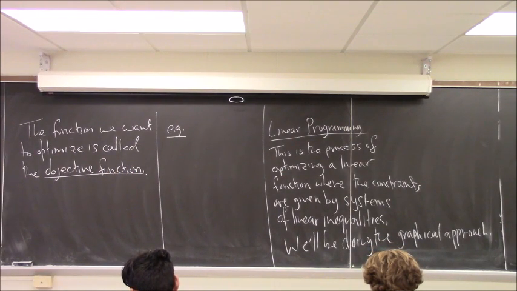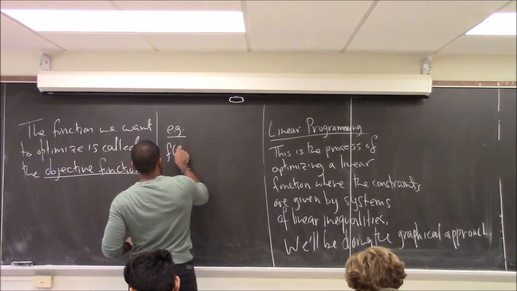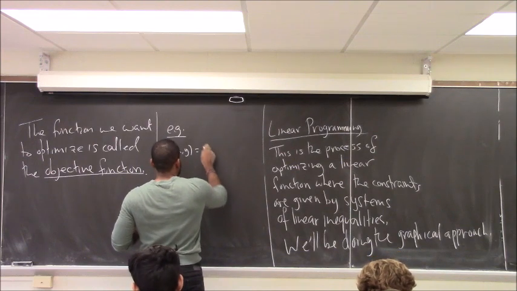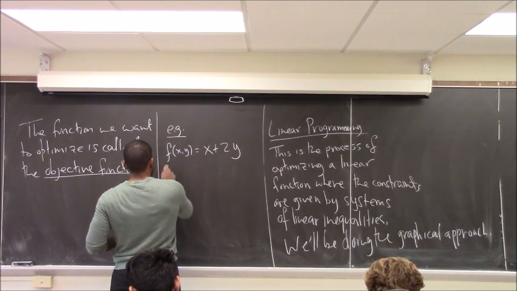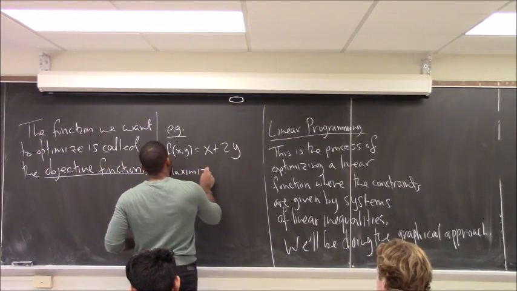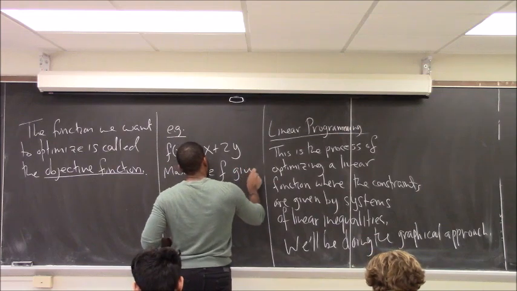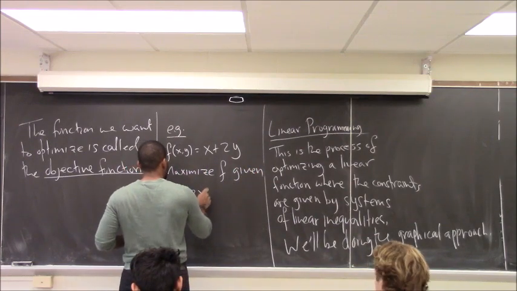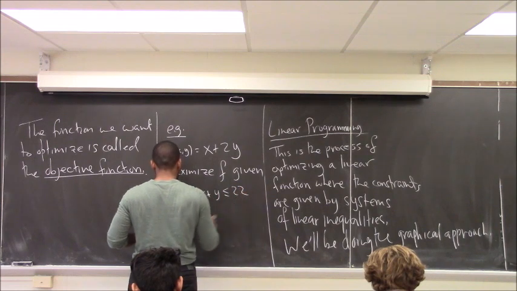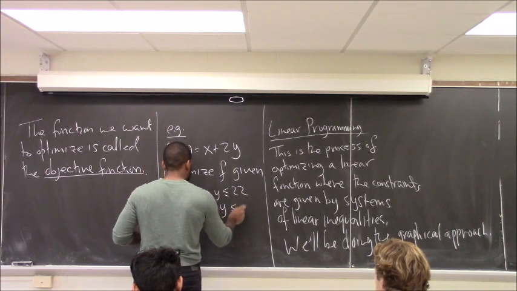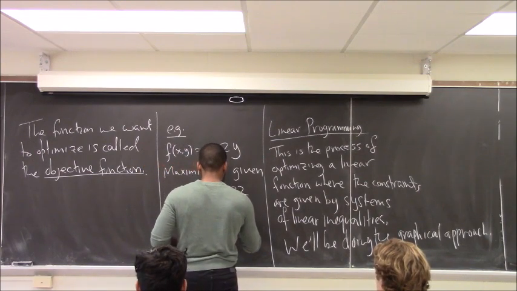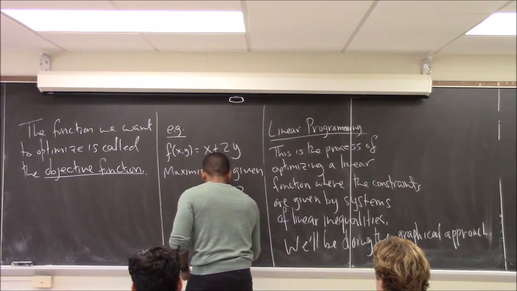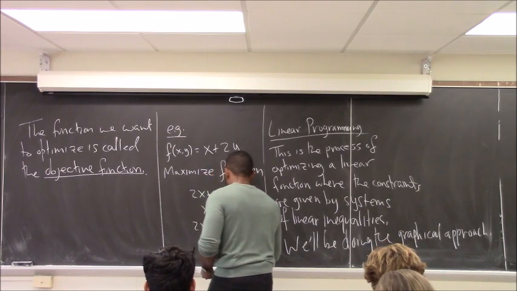Next time I think I'll start with an example like this. Here's what we're going to do. I have a function of x and y. It's going to be linear, so it's x plus 2y. And I want to maximize f. Given that 2x plus y must be less than or equal to 22, x plus y must be less than or equal to 13, 2x plus 5y must be less than or equal to 50, and my x and y need to be non-negative.